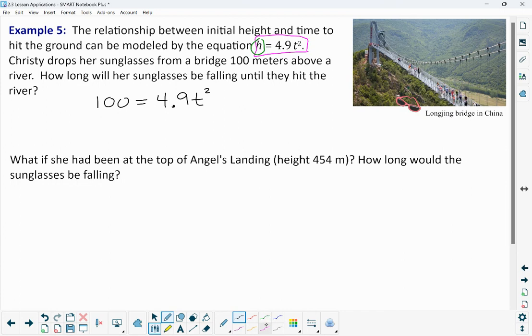So if I want to solve for this t squared, I'm not ready to apply the square root yet because I want to get this t squared by itself before I apply the square root. So we're going to start by dividing both sides of our equation by 4.9.